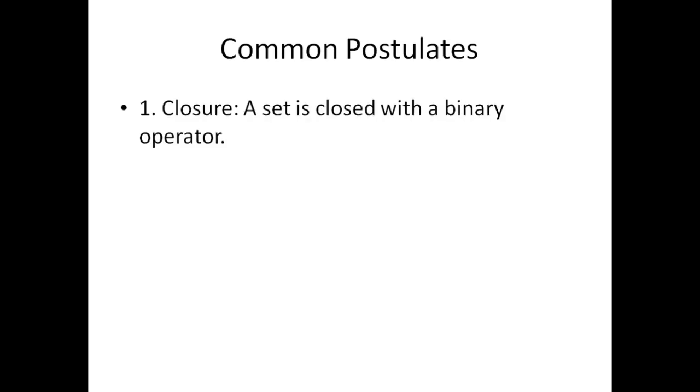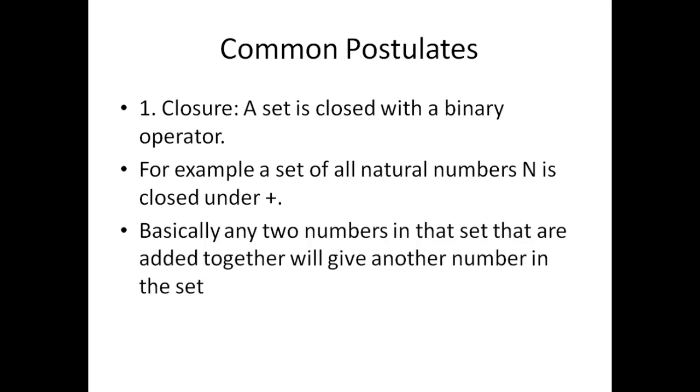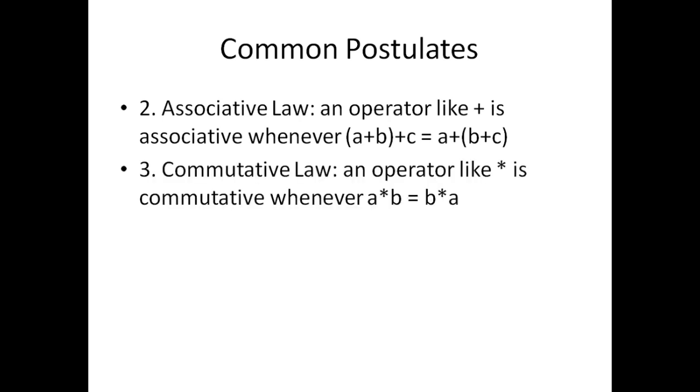Firstly, we have closure. An example of this is in our daily number system, all the numbers are closed under plus. This simply means that any number in the set can be gotten by adding 2 other numbers in the set. There's the associative law for an operator, which means that the brackets can go anywhere and it is still equal. There's also the commutative law, which means that you can put either number either side of the operator and get the same answer.